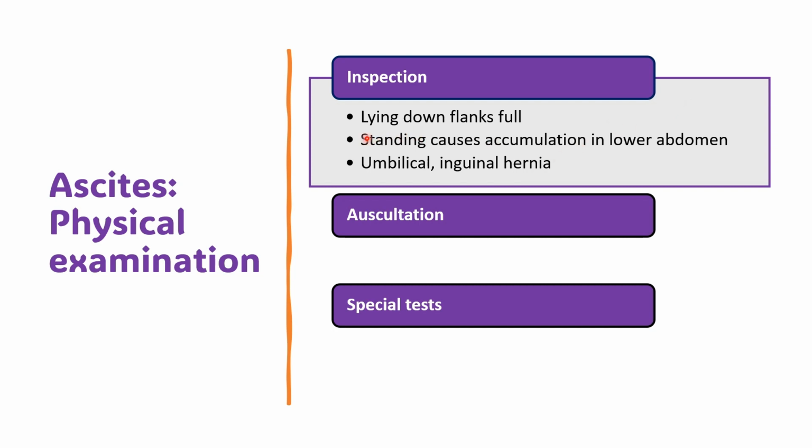And like I mentioned before, when the patient's lying down, the flanks might be full, and when they stand, this is going to cause an accumulation of the fluid in the lower abdomen. And patients can also present with umbilical hernias or inguinal hernias because of the increased intra-abdominal pressure. You might also want to be aware of some of the peripheral stigmata of liver disease, which I've mentioned in the previous video, such as hand signs, jaundice, gynecomastia, etc.